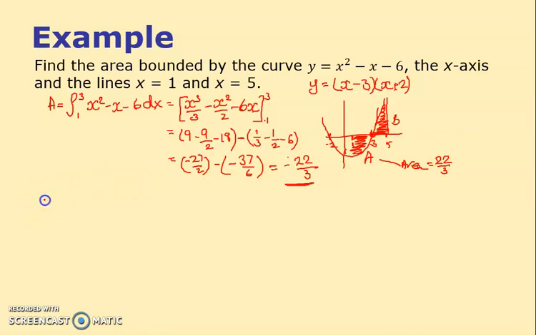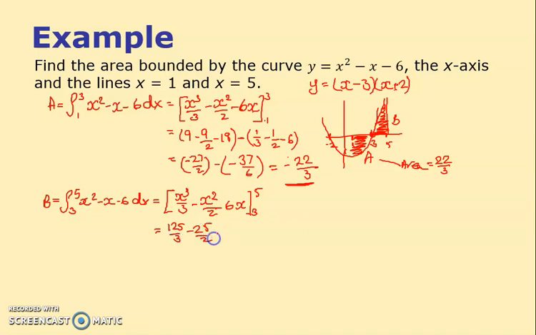Now I do the same thing for B. B is the integral from 3 to 5 of the same function. So I know it will be x cubed over 3 minus x squared over 2 minus 6x between 3 and 5. If I put the 5 in, I get 125 over 3 when I cube it, minus 25 over 2, minus 6 5s are 30. And then I have to take away. Now, when I put 3 in, I know what I've got when it was this.